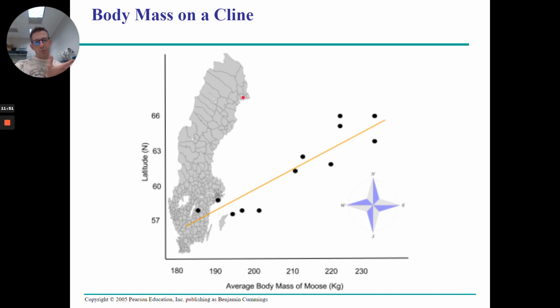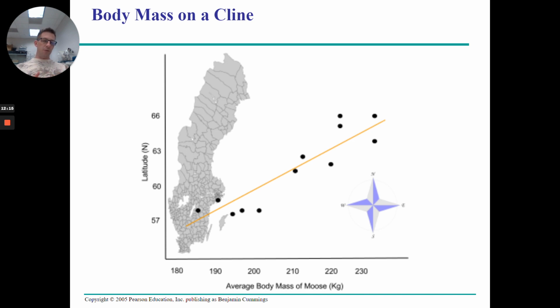Okay, the reason probably is because the further you go north, the colder it gets. The colder it gets, the more body mass you need, right? And the more body mass you get, the more you weigh. So at some point you are putting on fat, as a moose, and fat can help with insulation.